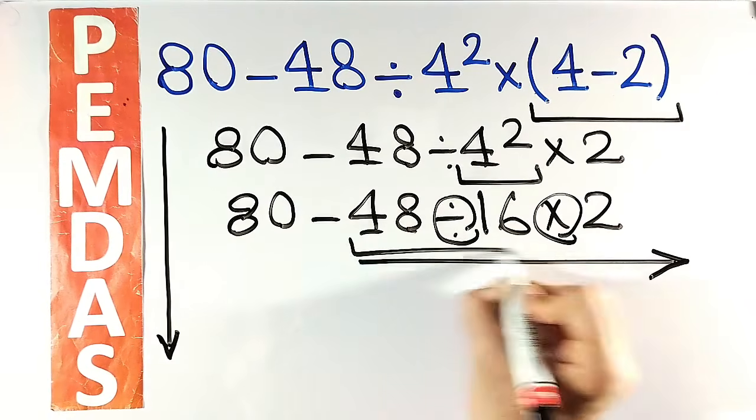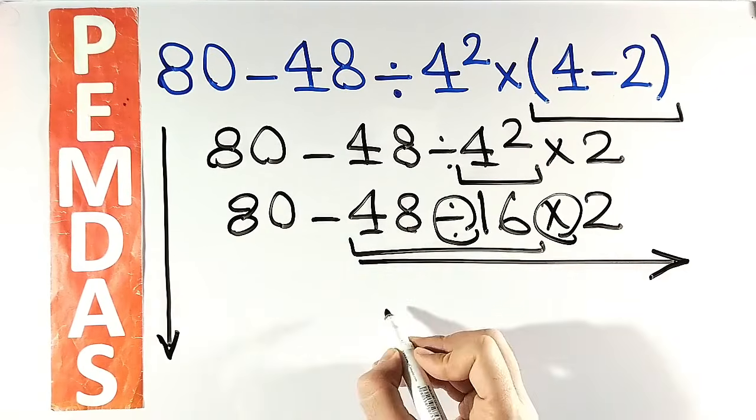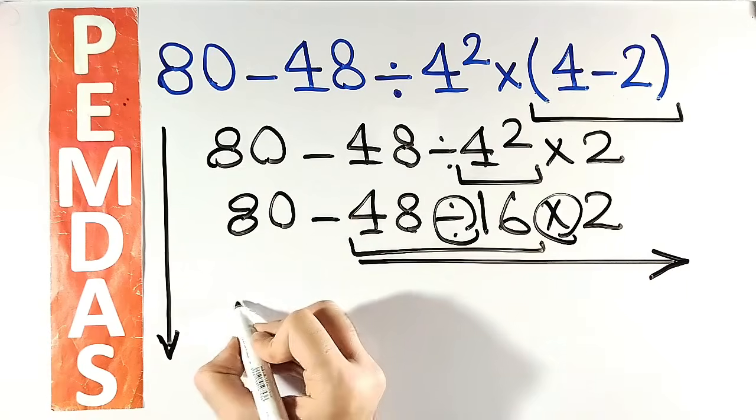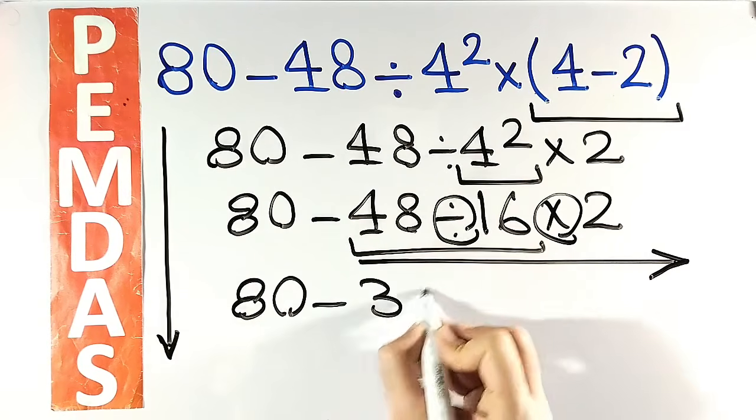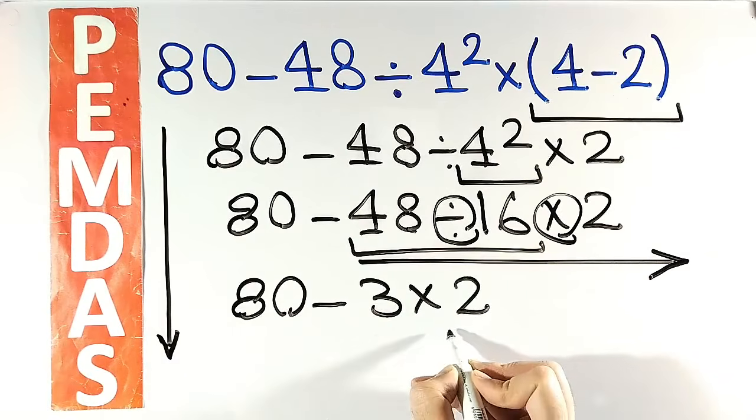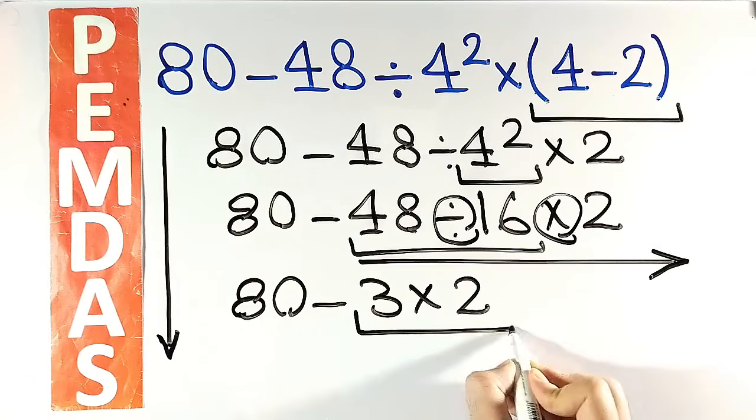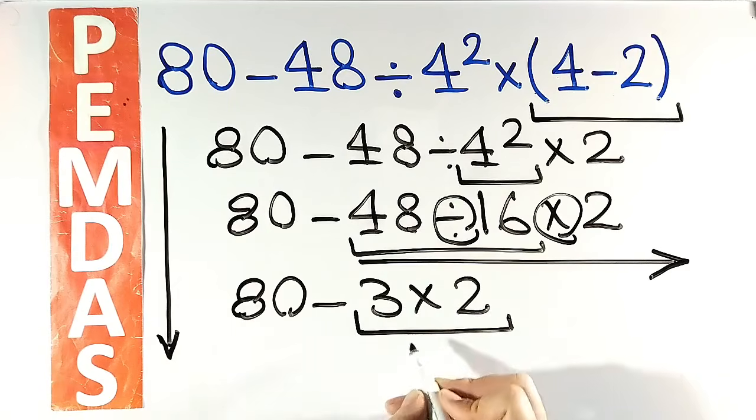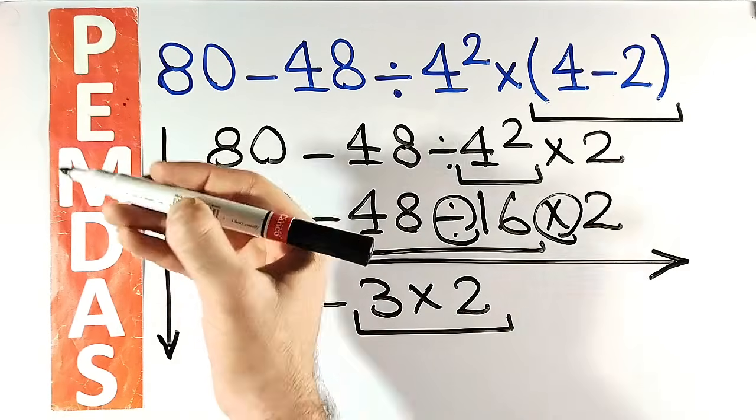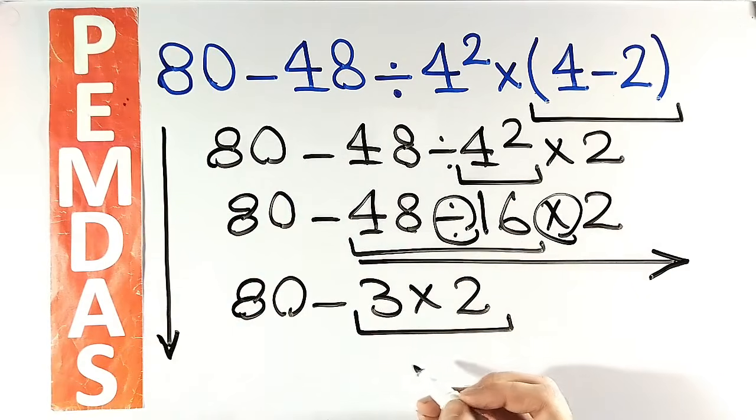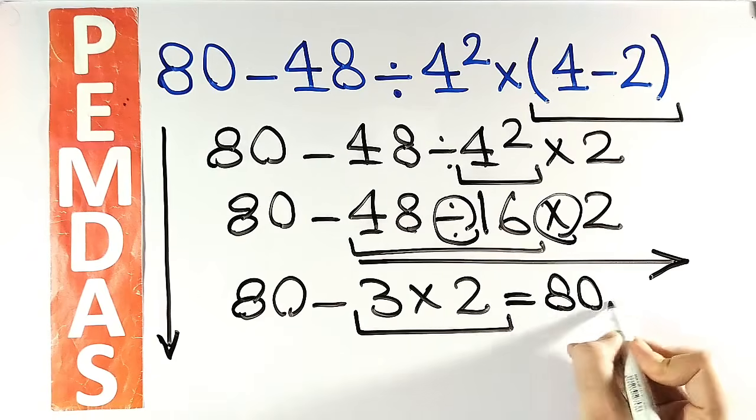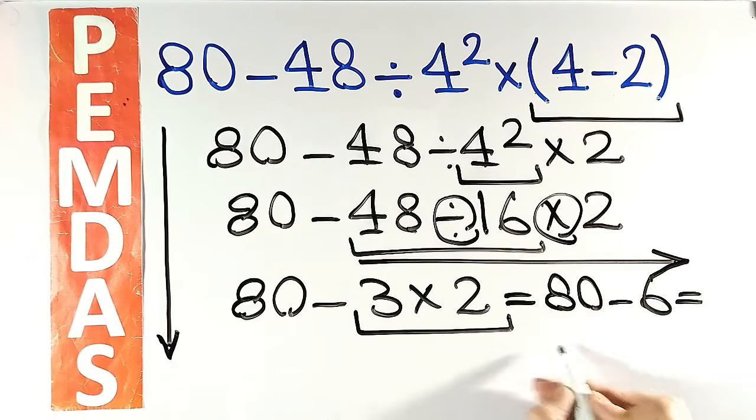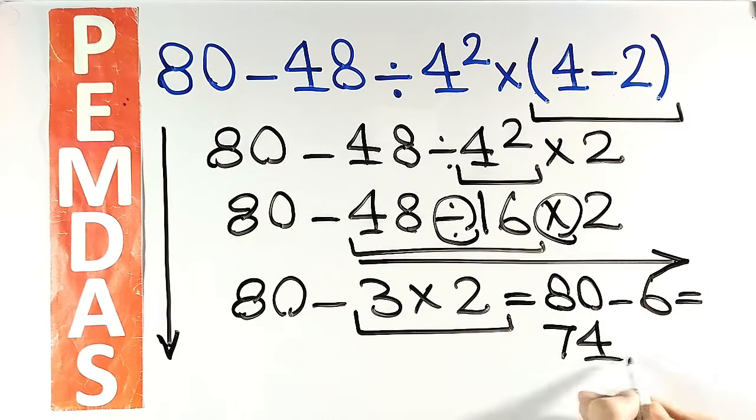So, first we go for the division between 48 and 16. And instead of this expression, we can write 80 minus 3 multiplied by 2. In the final step, we go for the multiplication between 3 and 2 because multiplication has a higher priority than subtraction. So, we rewrite this expression as 80 minus 6, which finally gives us the answer, 74.